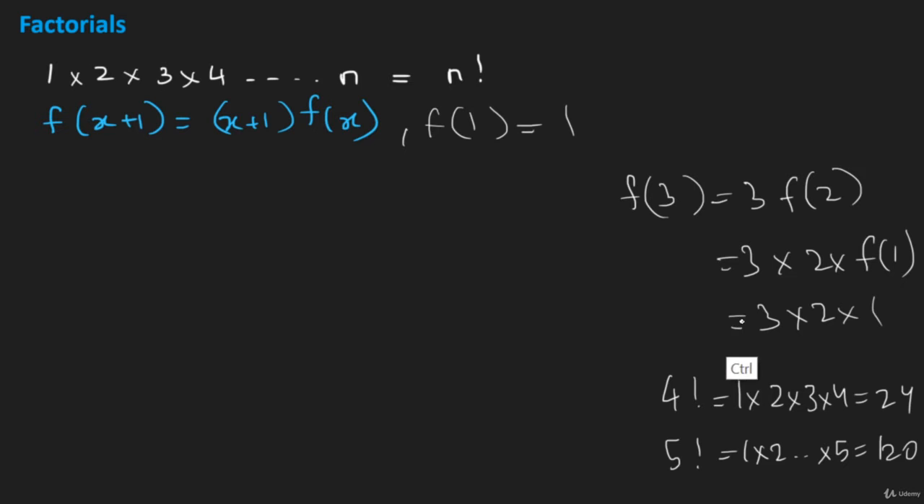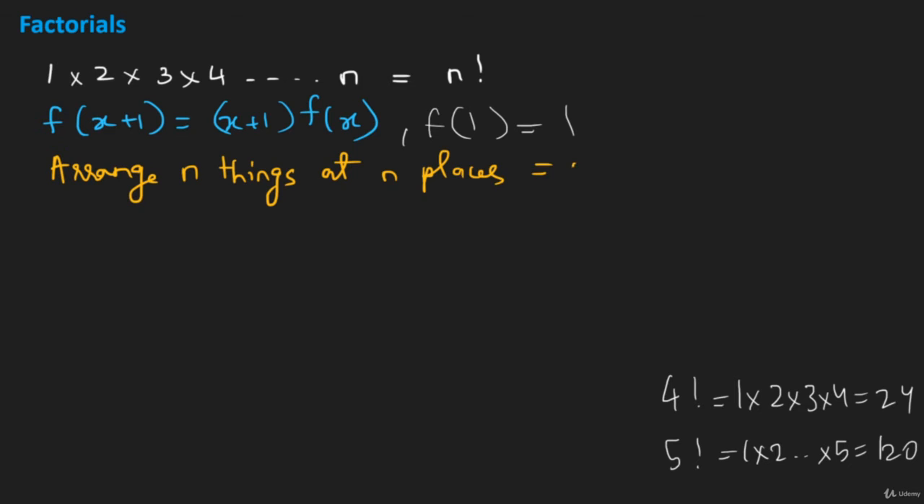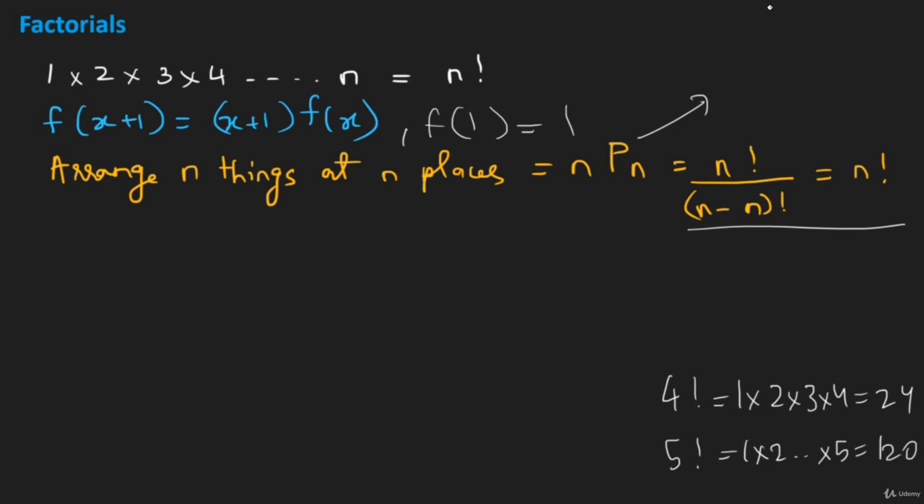Alright, now can you think of any other scenario where we have used factorials? Yes, in permutation and combination, if you remember, if you want to arrange n things at n places, that's equal to nPn, and that simplifies to n factorial, right? N factorial by n minus n factorial, which is equal to n factorial. Now we are not covering this in this section. This will be covered in the section on permutation and combination.